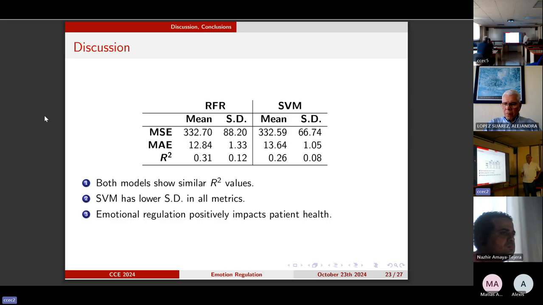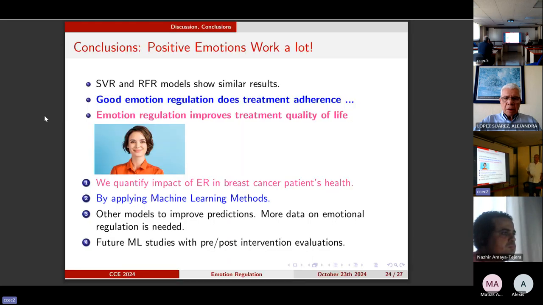So, conclusions. These are the measurements, the metrics. These are the results. Both models show similar L2 valuations. And it means that emotional regulation positively impacts the breast cancer patient's health. So these are the conclusions.